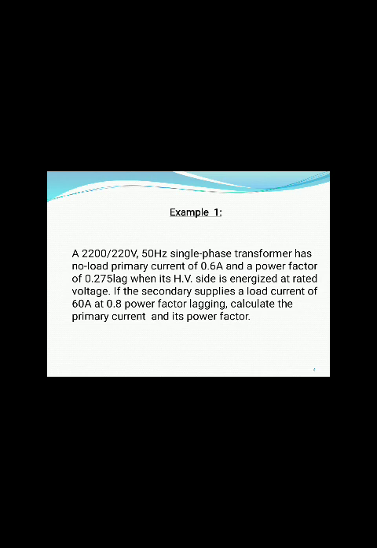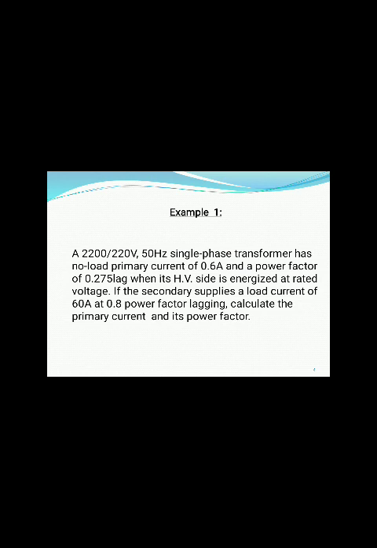So now let us go for example 1. A 2200 by 220 volts, 50 Hz single phase transformer has a no load primary current of 0.6 amps and a power factor of 0.275 lag when its HV side is energized at rated voltage.